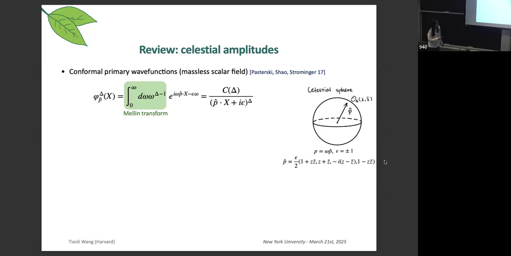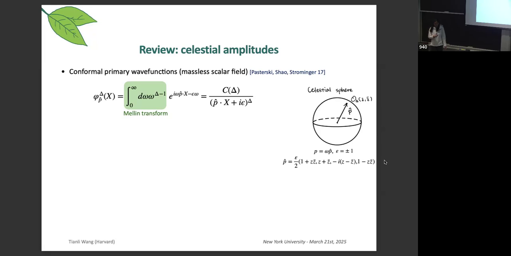We can perform the integral in closed form and obtain this expression. It's a constant dependent on delta that I'm not writing out explicitly, over p hat dot x. By the way, x is just coordinates in Minkowski space with some i epsilon prescription.